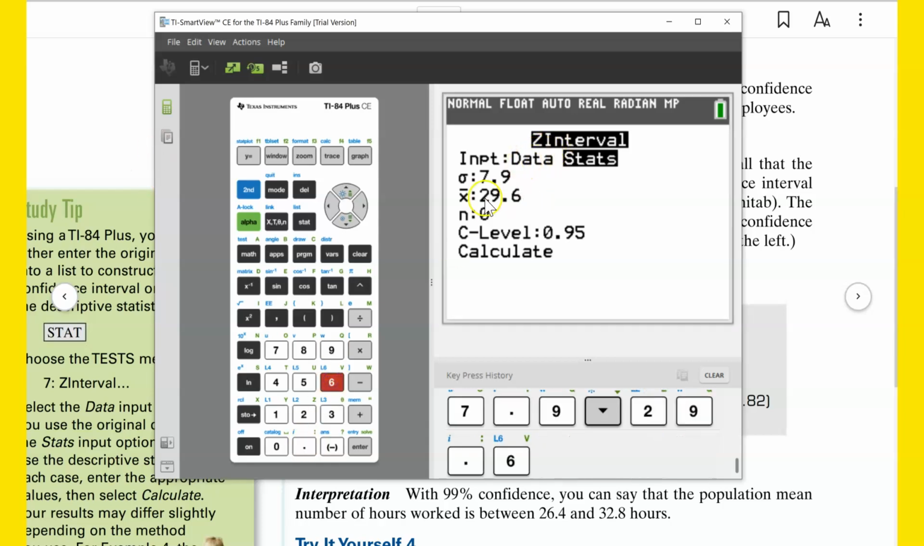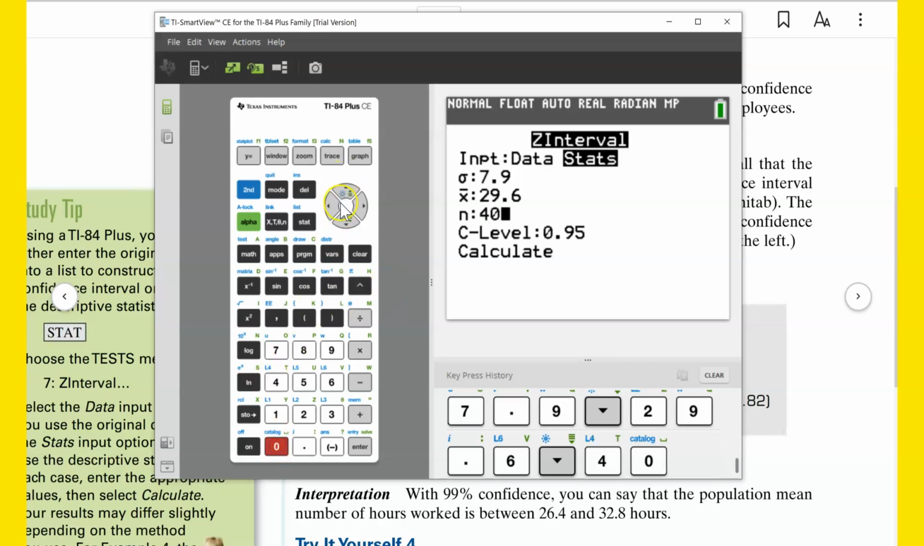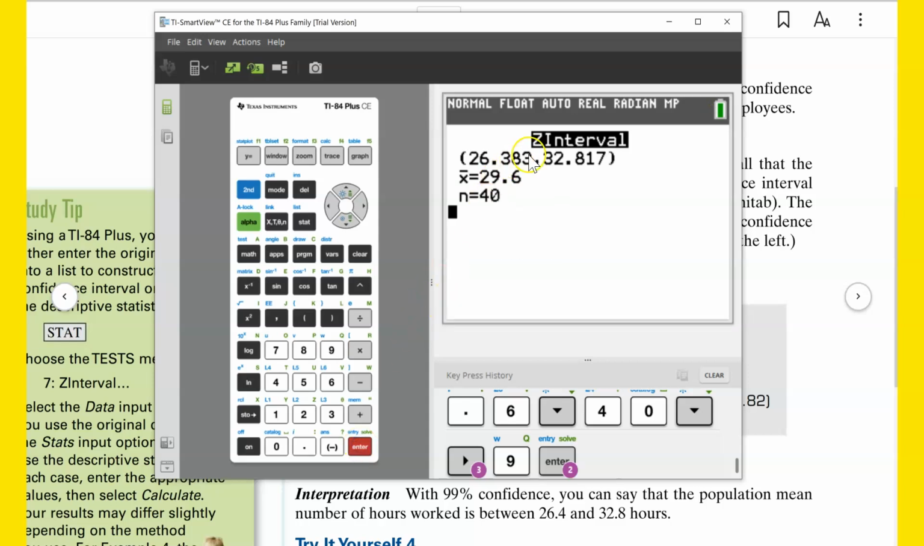Again, if we had the data in there, it would just automatically do this. We wouldn't have to even type that stuff in. It would calculate all that for us anyway. The N is the sample size. The sample size is 40. And the level of confidence is not 0.95 this time. It said 99% confidence interval, so it's 0.99. So we just type the confidence level right there and calculate it. And it tells us the interval.